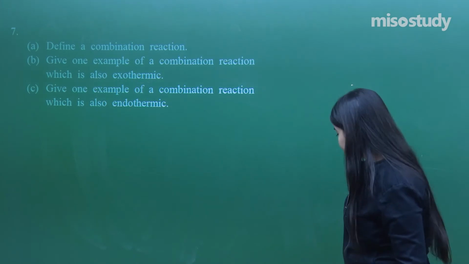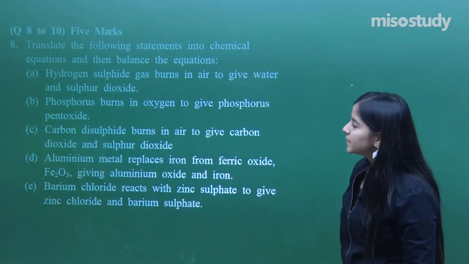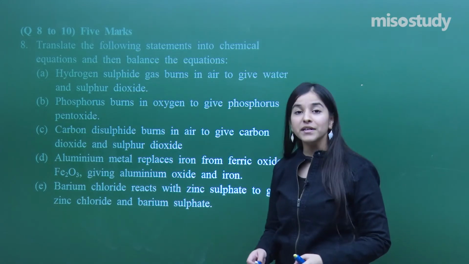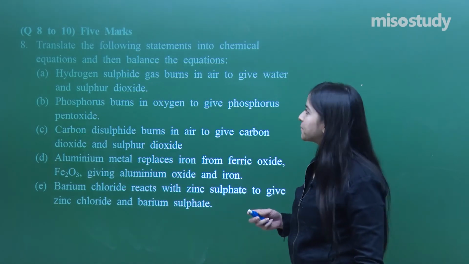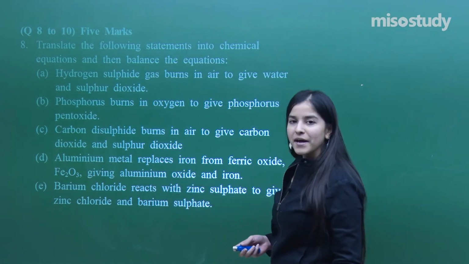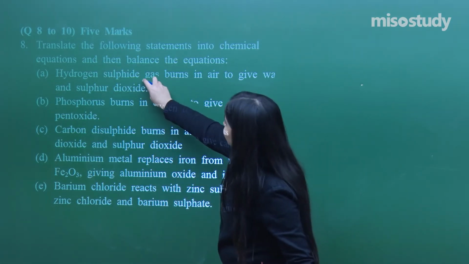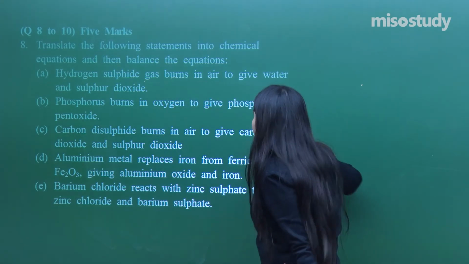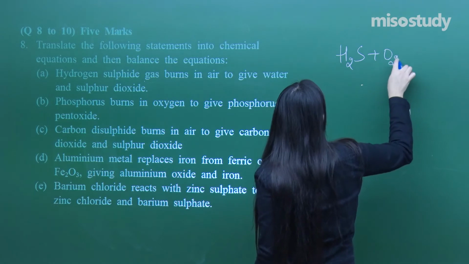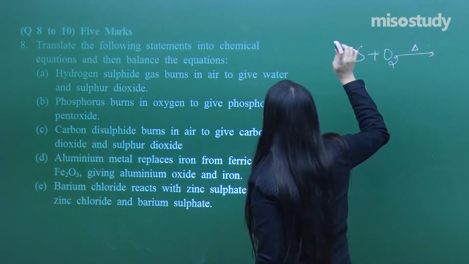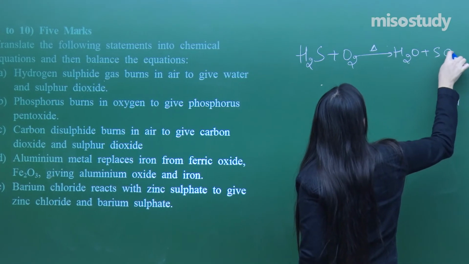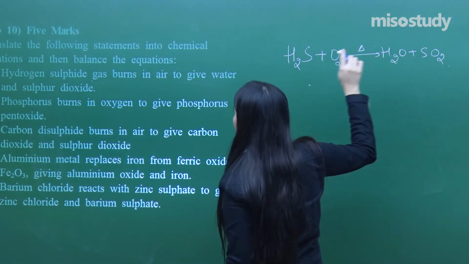Fine? Okay. Now, question number 8. It is going to be very interesting. We need to form reactions from the given statements right here. Translate the following statements into chemical equations and then balance the equations. Hydrogen sulfide gas burns in the air. What is hydrogen sulfide? H2S. It burns in the air. Got it. Heating we are doing to give water and sulfur dioxide. Okay. One reaction.